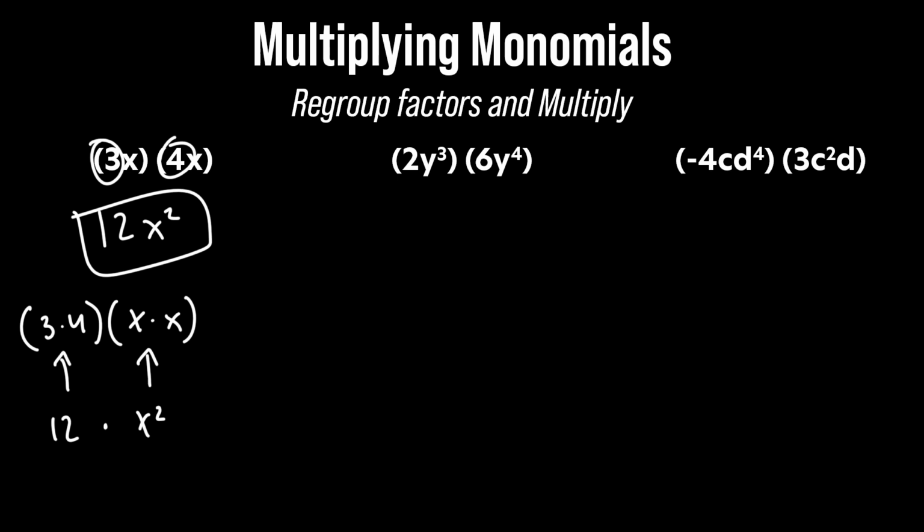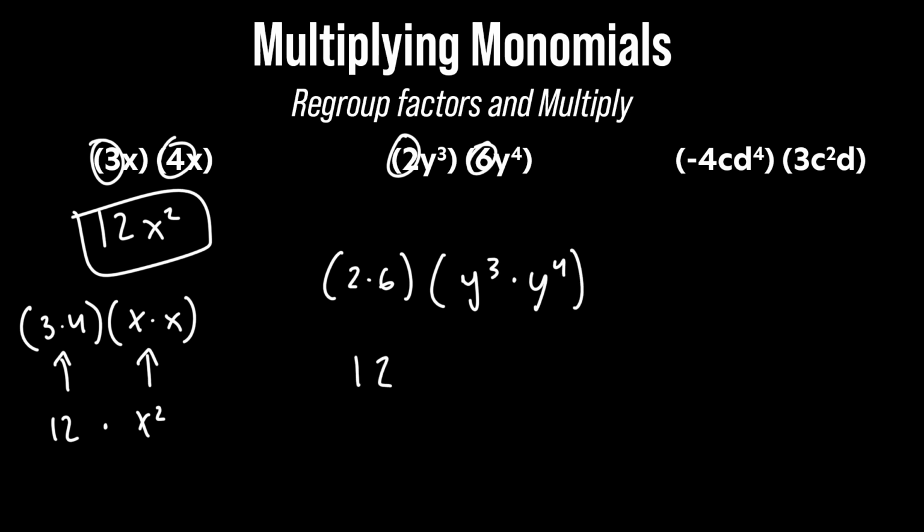How about this second problem here? We have 2y cubed times 6y to the fourth. Let's regroup the factors and multiply. So we can take the coefficients here. So we have 2 times 6 separated from y to the third times y to the fourth. So this is going to be 12 again. And this is going to be y to the third times y to the fourth, which you can add the exponents since the base is the same. And that's going to be y to the seventh. So this is going to be 12y to the seventh.